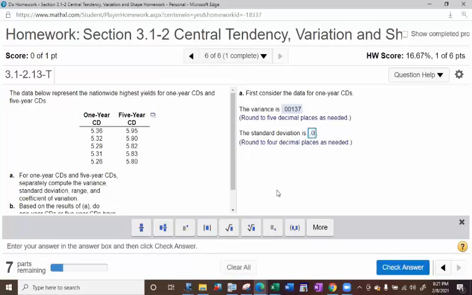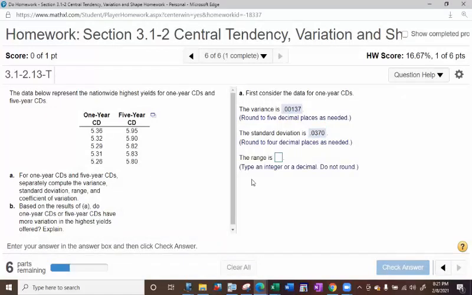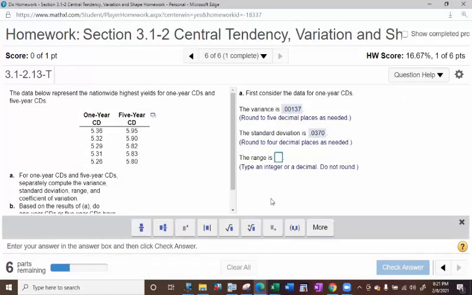Zero, 3, 7, 0. Beautiful. Range. Highest minus lowest.